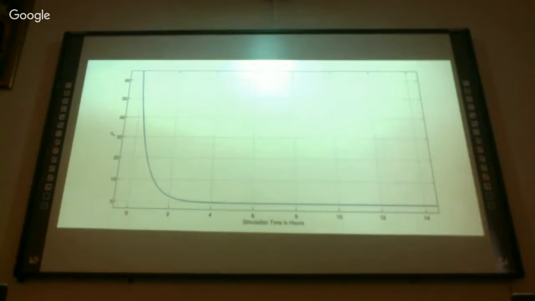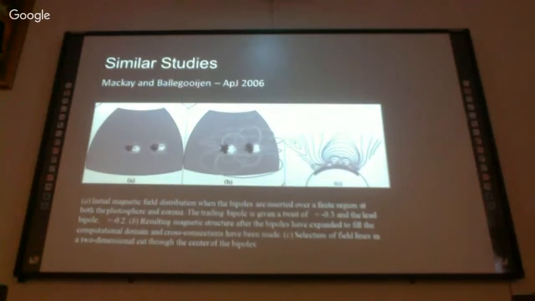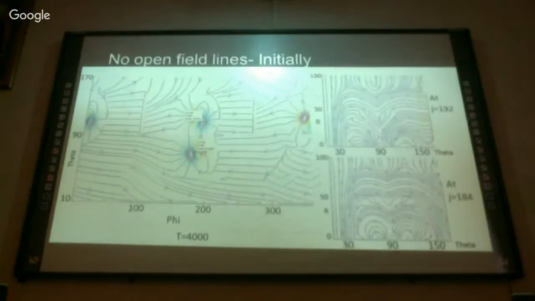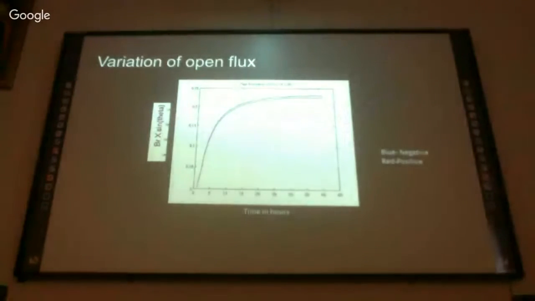Similar studies were done in the past. This is a paper where they had initially placed two bipoles side by side, and then connections developed like this. This is something at least qualitatively very similar to the results that we got. There are more tests, but I do not have enough time, so I will not show you those. All these were done just to check that our code gives results which match the existing previous results.